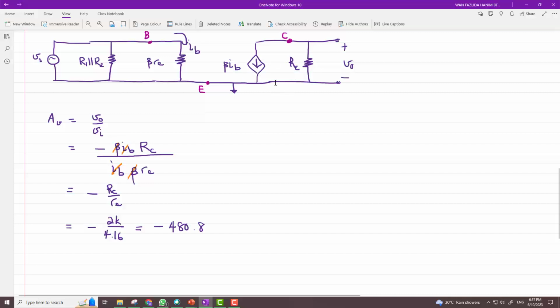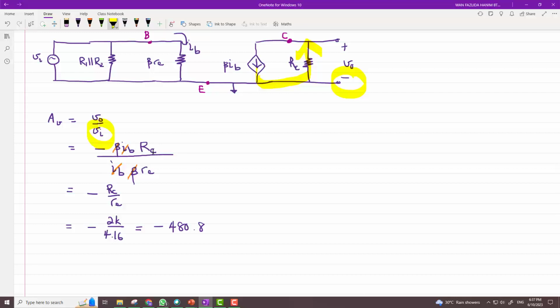So the current that goes into RC enters V out at the negative terminal here. Ohm's law says it's only positive terminal, so it becomes negative beta IB times RC, and V in here is to find V in. This is actually V in, right?